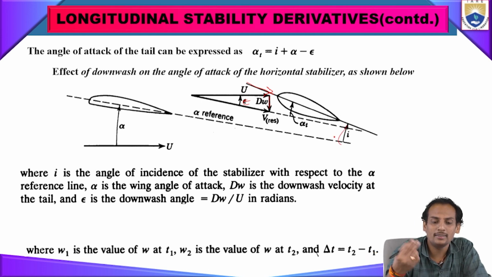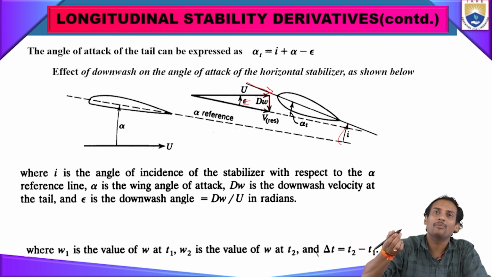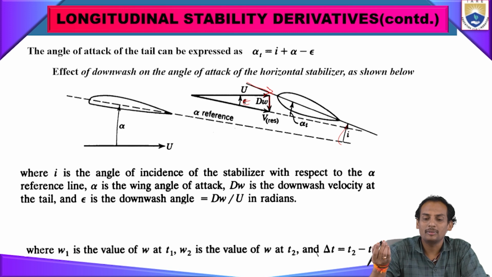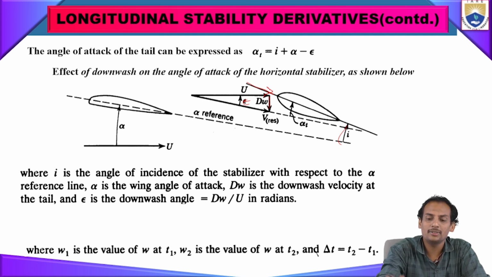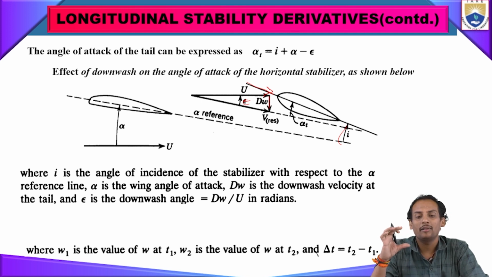This i is called the angle of incidence, as already discussed. That means the stabilizer will have a default angle of attack with the flow, and alpha is the angle of attack with respect to the chord line. dw is the downwash velocity at the time, and epsilon is the downwash angle. So epsilon is given as dw by u, in radians. dw is a velocity component, and u is also a velocity component, so that gives the value in radians.